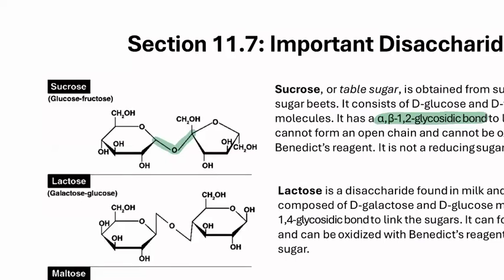is because the OH group, let me change the color, the OH group from fructose is bonded to the anomeric carbon on the glucose molecule. So that's the glycosidic bond between that OH group and the anomeric carbon of the other molecule.